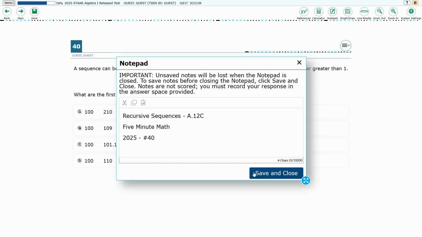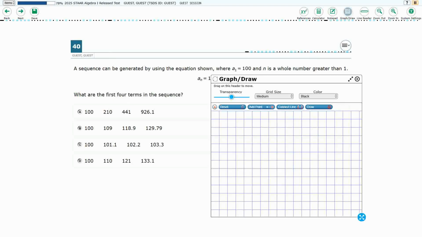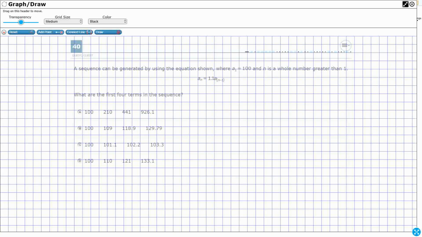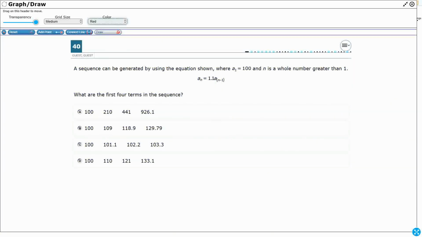Today we are looking at the Algebra 1 concept of recursive sequences for the standard A.12C in the great state of Texas. We are using item number 40 of the 2025 released STAAR test. If you haven't done so already, please take a moment to pause the video, work this problem out on your own, unpause it, and we will look at our answers together.